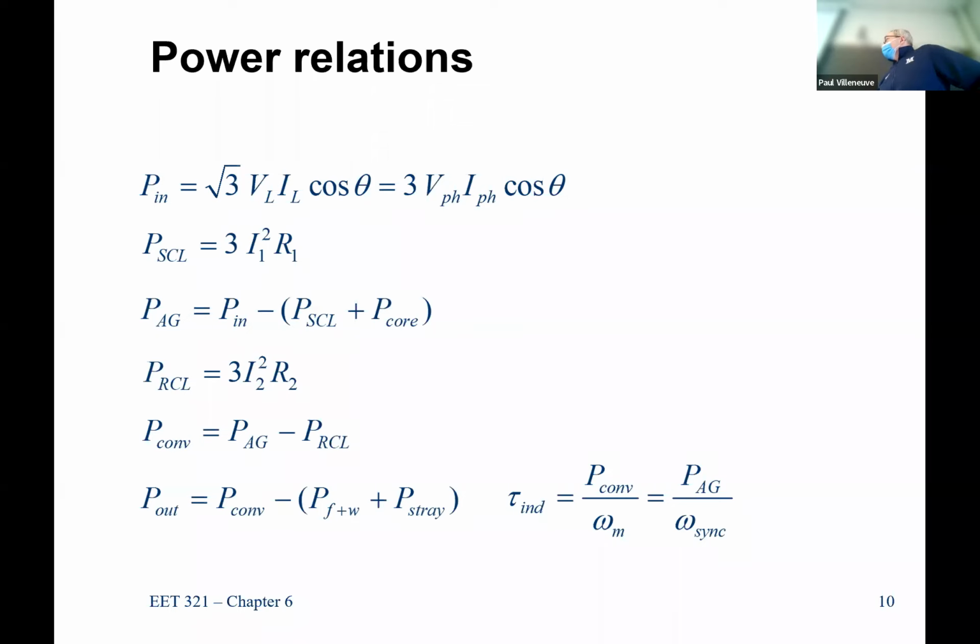And then lastly, my output power is just my converted power minus my mechanical losses. And this power is equal to, and this is just a definition, power equals torque times omega. So my induced torque is my converted power divided by my mechanical speed. We'll see how we can also come up with an equation for that being equal to our air gap power divided by our synchronous speed. Essentially, what you're going to see is my air gap power is going to be equal to my converted power, but I have to multiply it by 1 minus S. We'll see that in a little bit here.